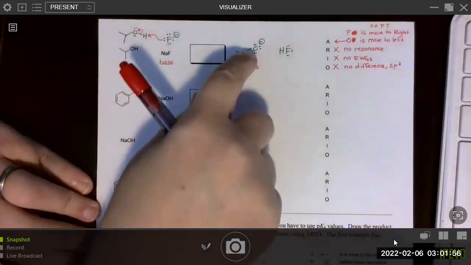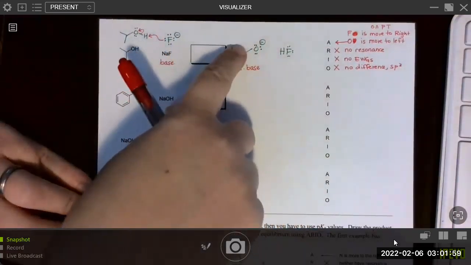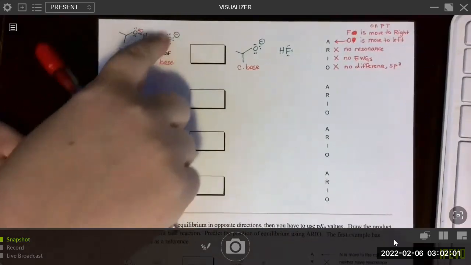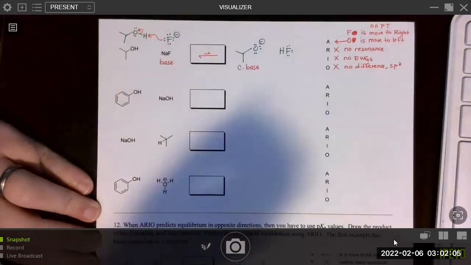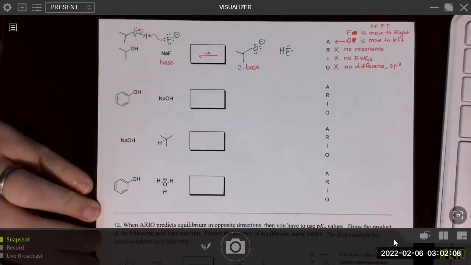Okay, so based on that, we're going to predict just based on the atom. And remember that this is going to be the stronger base, and this will be the weaker base because this is more stable. We're going to predict this direction. Okay, moving on to the next one.